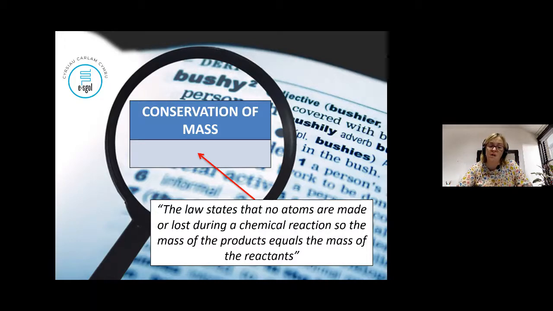And that's because of the law of conservation of mass, because the law states that no atoms are made, and in that way no atoms are lost either during a chemical reaction. So the mass of the products has to equal the mass of the reagents. That is why it is so crucial when you are attempting to balance an equation.